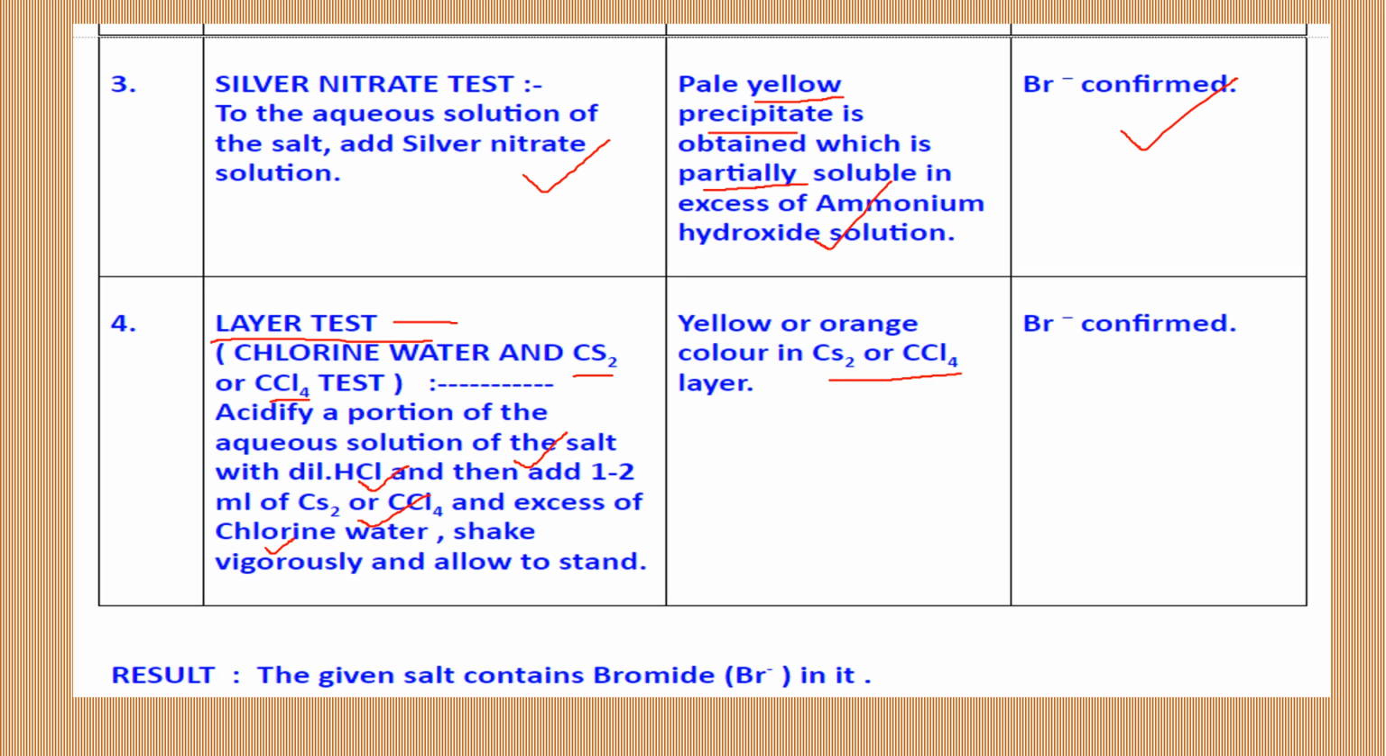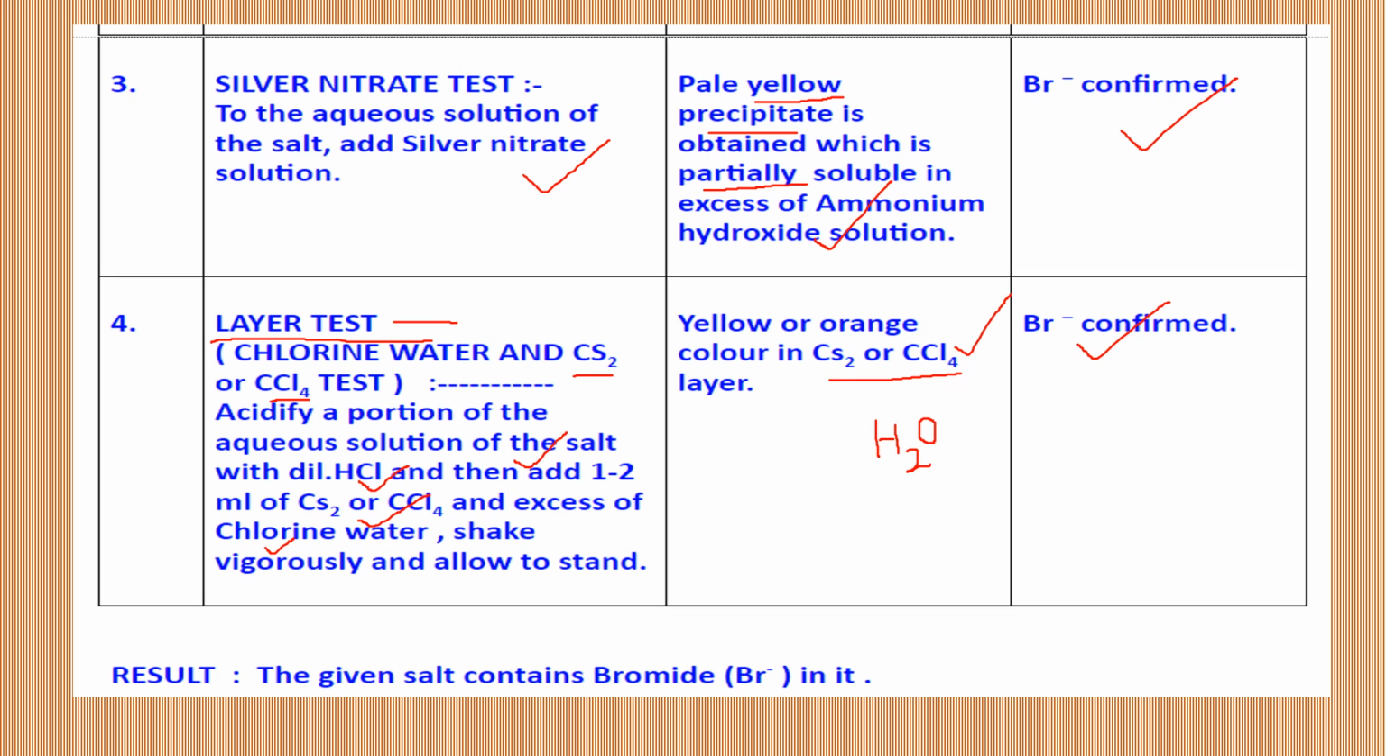Water is a polar solvent, and polar and non-polar do not dissolve into each other, so they will make separate layers. When you vigorously shake it, you will see that a yellow or orangish color is obtained in the carbon tetrachloride or CS2 layer. So this confirms that there is bromide.